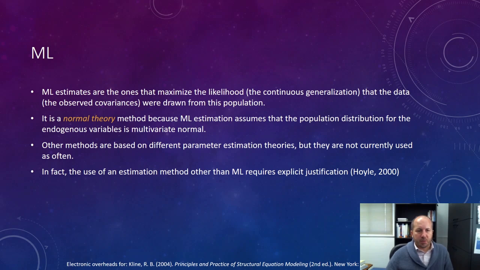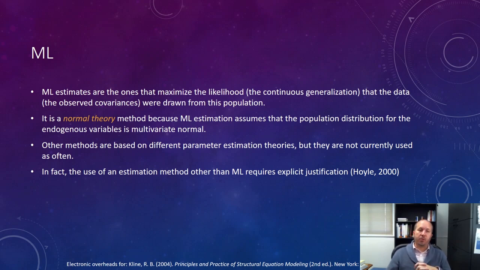A few other important pieces about ML. What it essentially does is it estimates the maximum likelihood that the data were drawn from the same population. So when it's trying to determine the best parameter estimates, and we have an over-identified model, so we have positive degrees of freedom, it's trying to determine the maximum likelihood that those estimates are accurate.